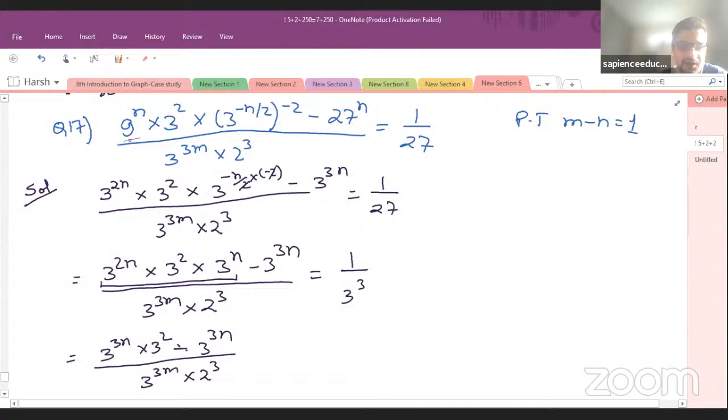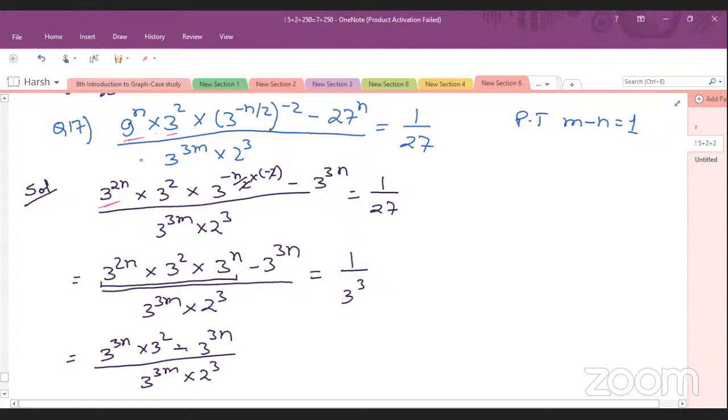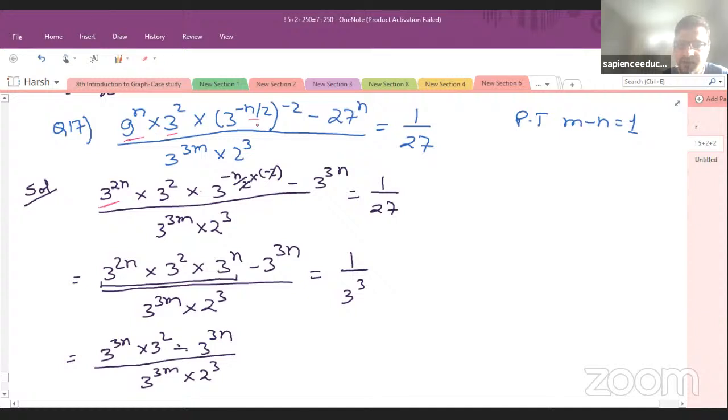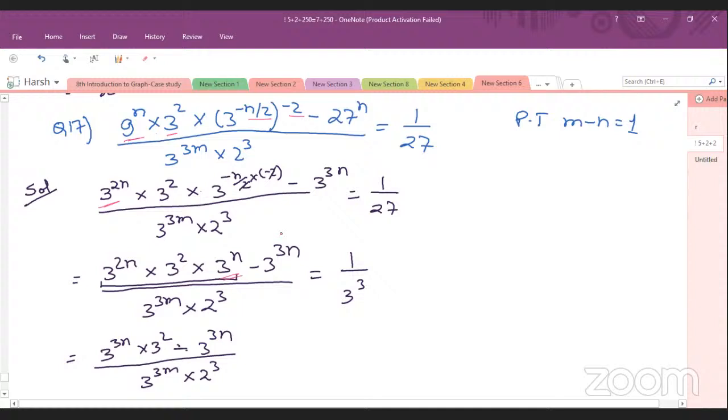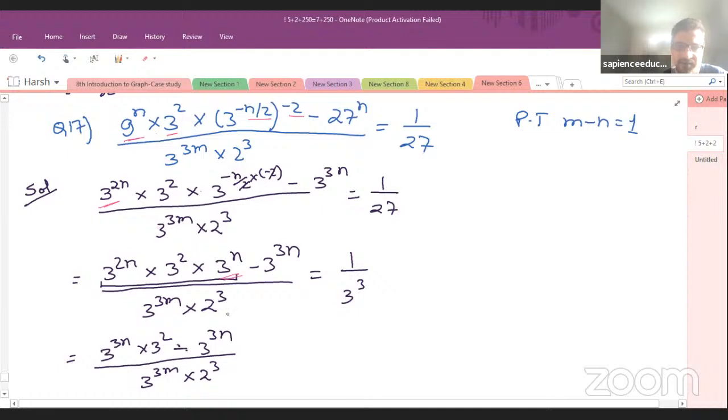Here it is 9 to the power n into 3 to the power 2. So 9 you can write as 3 square, it will be 3 to the power 2n. And this 3 square is multiplied with this, so minus into minus is plus, and 2 to 1 gives 3 to the power n. Minus 3 to the power 3n. By the same thing we have written it.